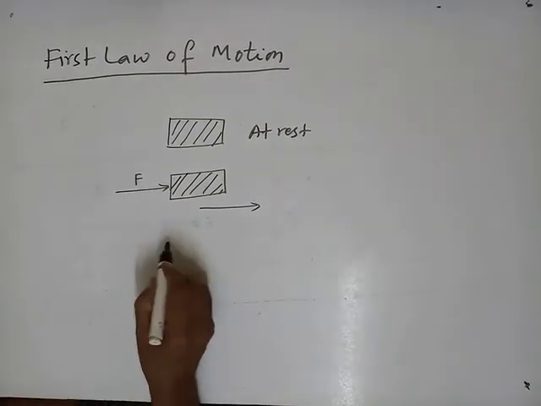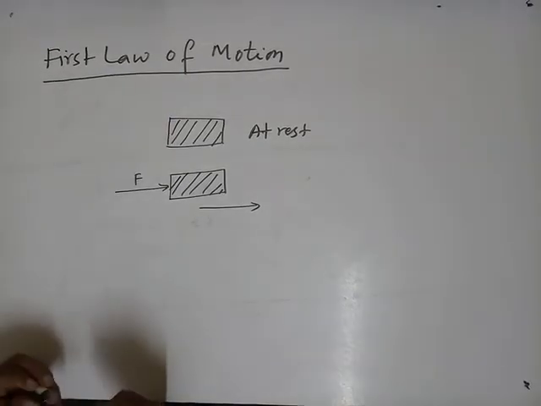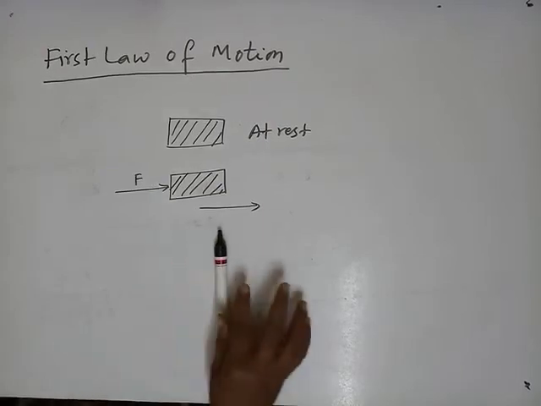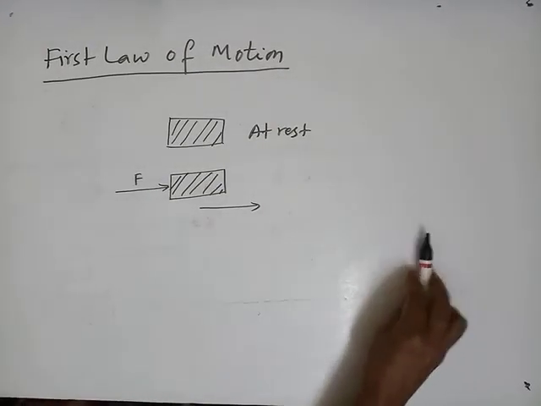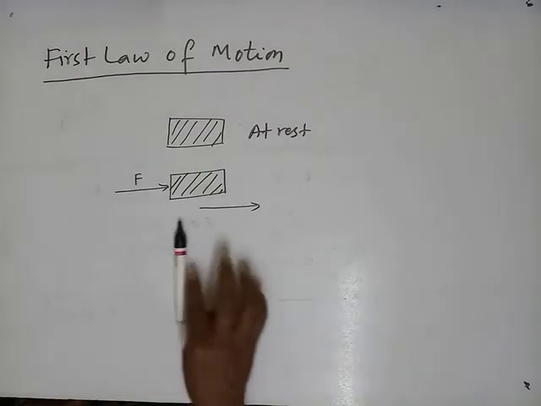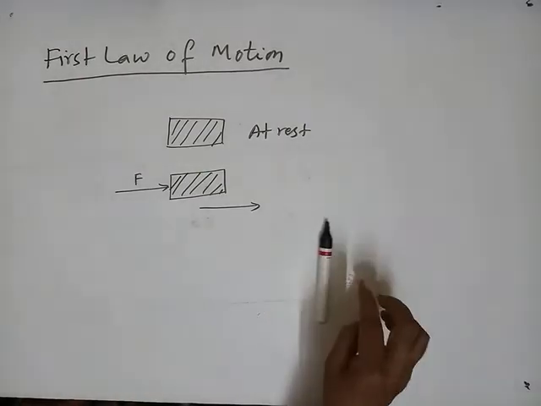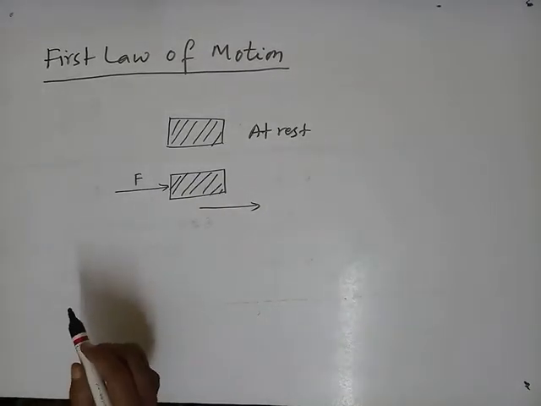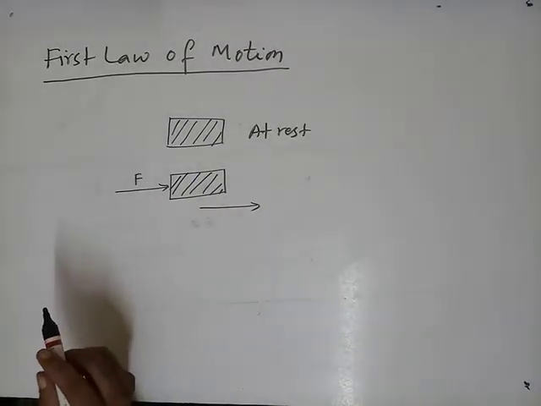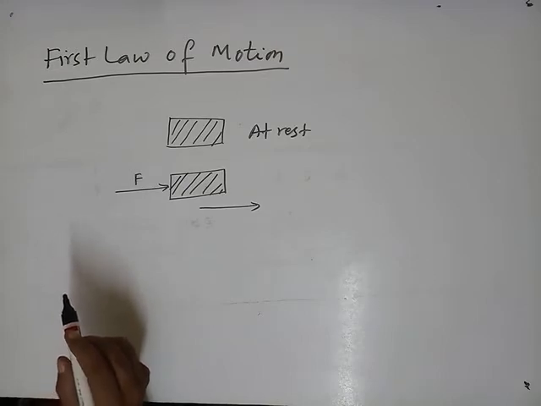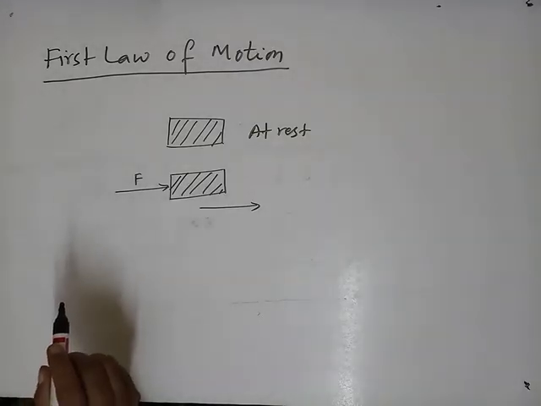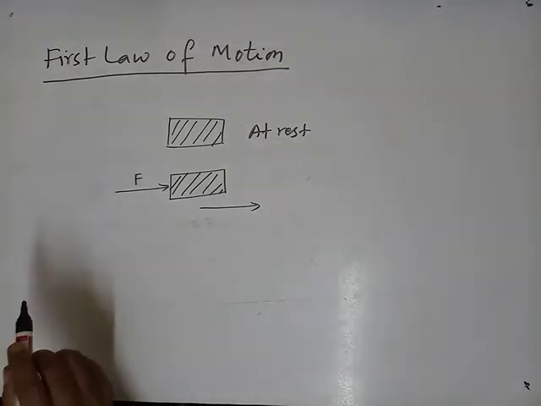When the body is moving, suppose this body is moving like this. It will continue to move unless an external force is applied on it to stop it. For example, when you are cycling and you want to stop your bicycle, then you have to apply the brake. That brake is a kind of force acting on the wheel of the bicycle.